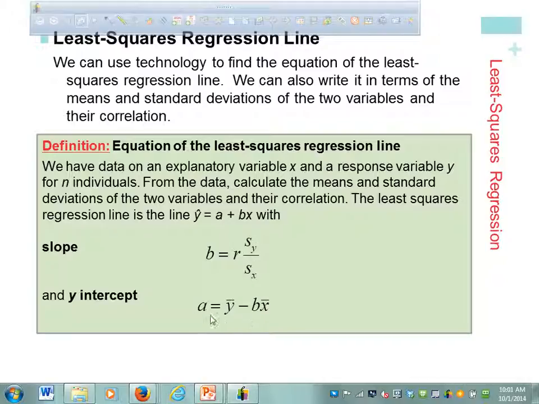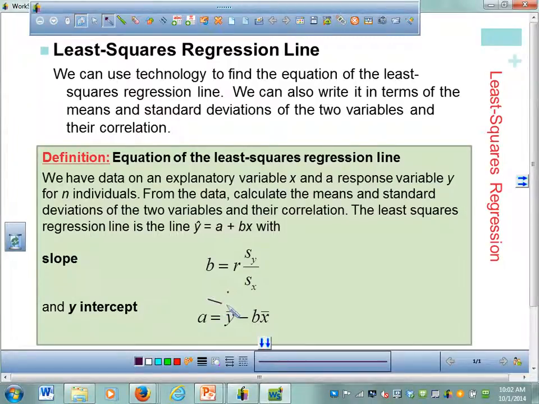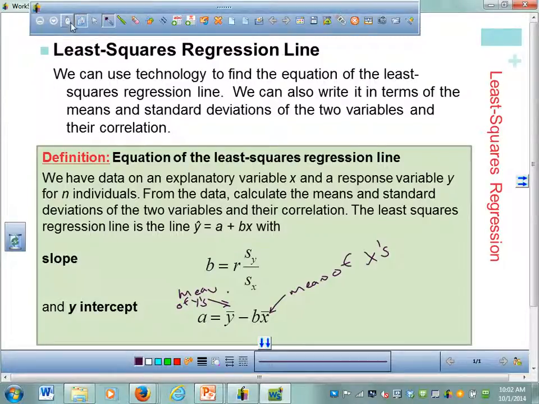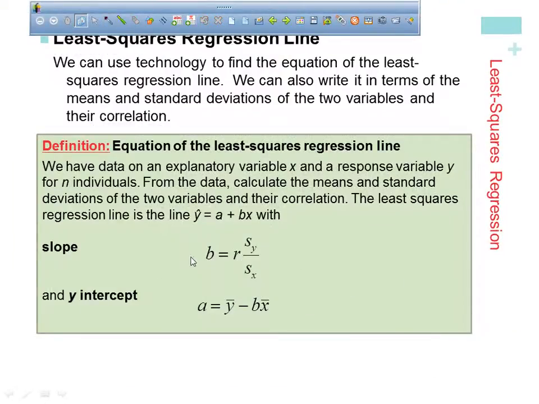Okay? For the y-intercept, you use this equation where these two values, this one here, is the mean of the y's, and this one is the mean of the x's. Mean of x, mean of y. And you use that to calculate the y-intercept. Okay? So I think I came up with an example, a different example than the one that's in your book, to do this. Well, it was in my book, but it's not in your book.